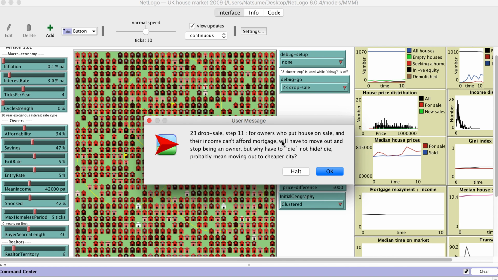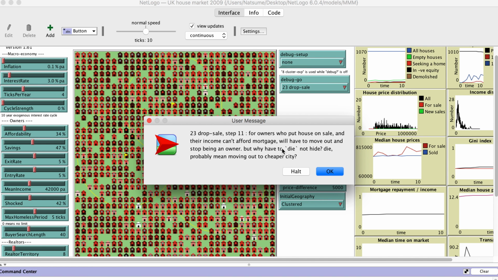What it does is that we're looking for all the owners who put their house on sale and their income has dropped significantly. Therefore, they do not afford the mortgage of the current house they live in. So they have to sell the house and they have to move out because they are selling their house. They cannot stay inside. Therefore, they are not an owner anymore.